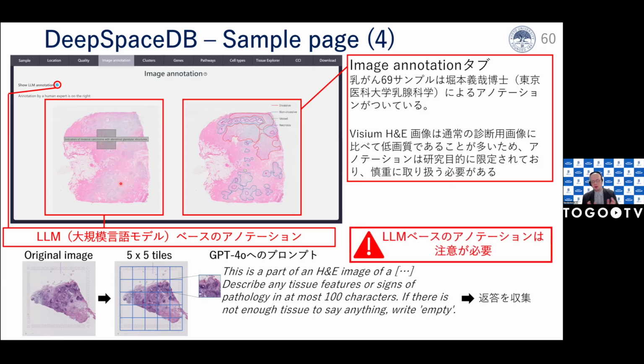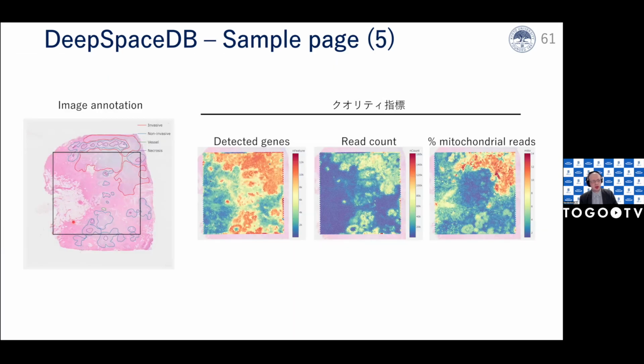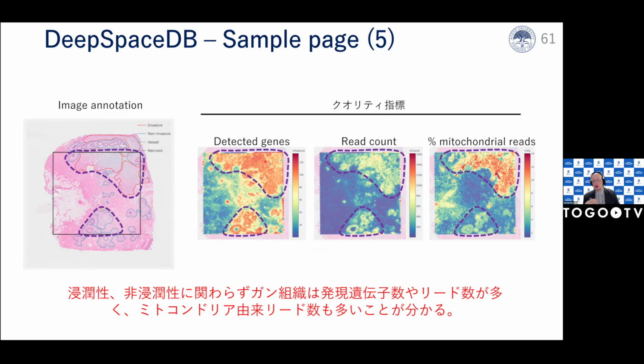But of course, you have to be careful with those annotations because I don't know if it's really reliable. Maybe this will improve in the future. But anyway, we are trying to help the user understand what is inside each tissue. That's the goal here. And actually, we can see, for example, that those image annotations fit very well with what we saw for the number of detected genes or the mitochondrial reads or the read count. So clearly, this is reflecting some of the structures within the data.